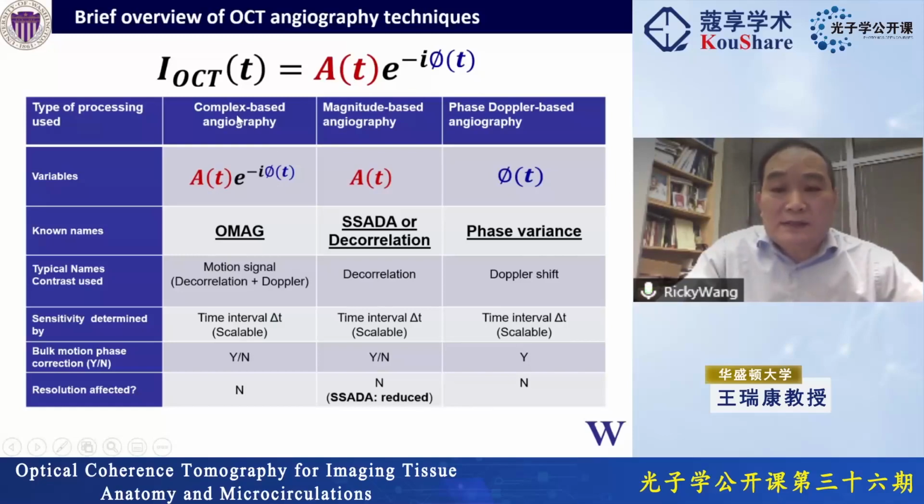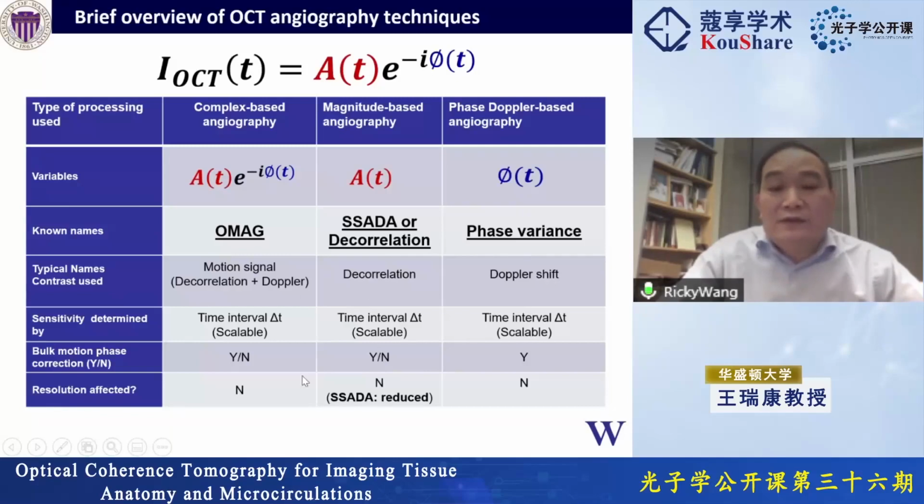This is called complex-based angiography. You can also use the amplitude fluctuation to contrast the blood flow. This is the so-called amplitude or magnitude-based angiography. A couple of examples in this approach include decorrelation, speckle variance, or SADA, split-spectrum amplitude-decorrelation angiography. And you can use the phase information alone to do this subtraction or variance. This approach is called phase variance.